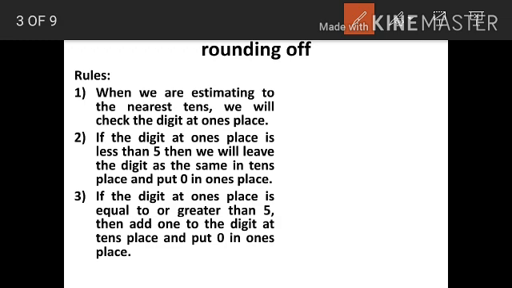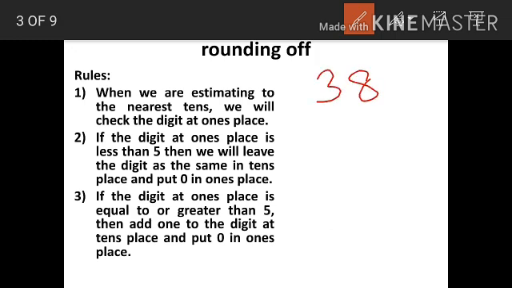Now, what about if the digit at ones place is equal to or greater than 5? Then we have to add 1 to the digit at tens place and put 0 in ones place. Or we can say that if the digit at ones place is equal to or greater than 5, we round up.